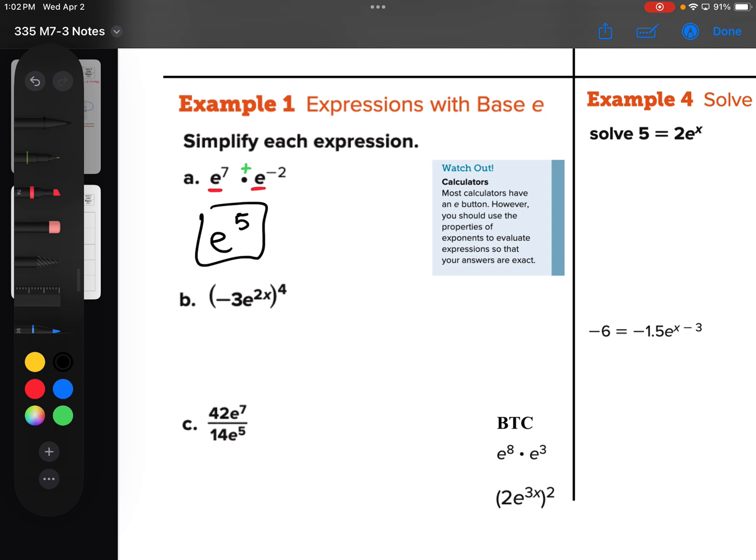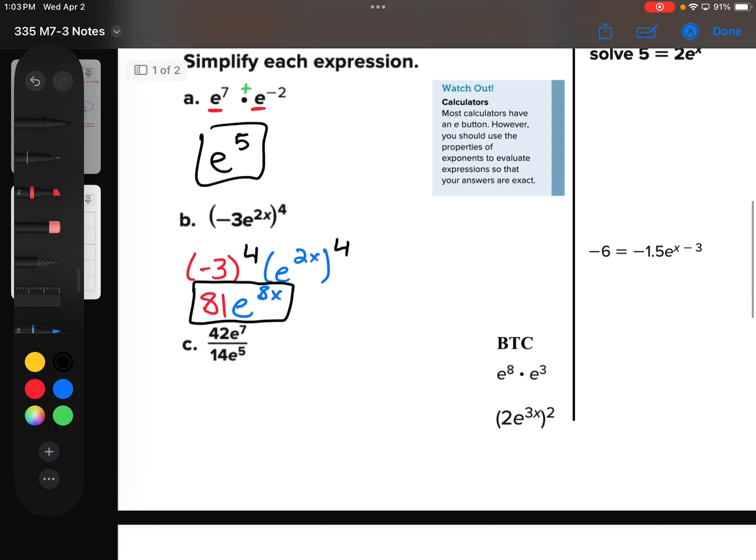So same thing here. We've got -3e to the power of 2x, and then all raised to the power of 4. So what we got to do is set that -3 to the 4th power. We also have to take the e to the power of 2x and raise that to the 4th power as well. So I'm going to type in the first one in my calculator. -3 to the power of 4 gives us 81. And then this one is going to be e to the power of 8x. If you remember, a power to a power is going to multiply those exponents. We've been working with that before as well. So the final answer here is 81e to the power of 8x.